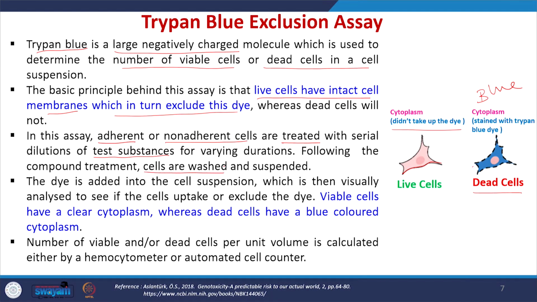At the end of the experiment, you have to wash the cells and suspend them in the appropriate medium. Then the dye will be added to the cell suspension. Once you add the dye, the viable cells will have a clear cytoplasm, whereas the dead cells have blue colored cytoplasm. And the number of viable or dead cells can be calculated by counting the number of blue colored cells with the help of a hemocytometer, or you can use an automated cell counter.